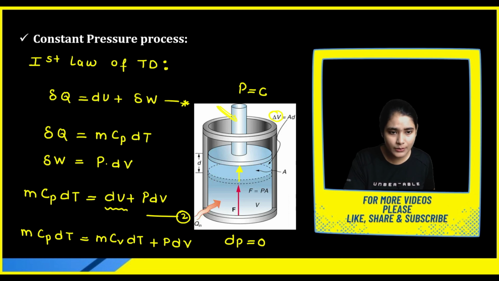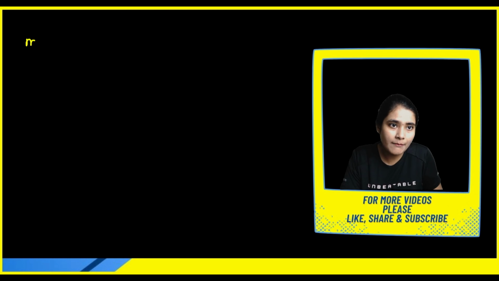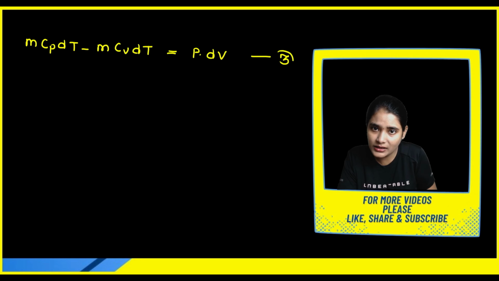Now I am going to shift this m cv dT to the left hand side. When you shift it to the left hand side, my dear, what will you get? Just give me a second, let me add one more page. You will get m cp dT minus m cv dT is equal to p dV. This is basically my third equation.